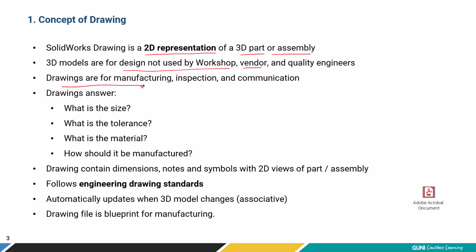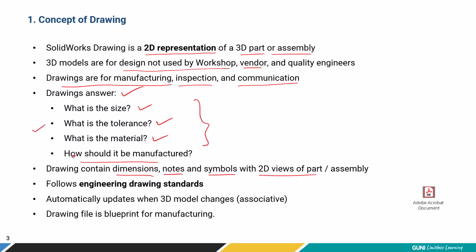So drawings are for manufacturing, inspection and communications. So drawing of part and assembly answer very vital questions like what is the overall size of a part, what is the tolerance, what is the material, based on material what kind of cutting tools are required, and how it should be manufactured. So such information and answers to such questions are available from drawings. Now a drawing contains important parameters like dimensions, notes, symbols with its 2D views of part or assembly.